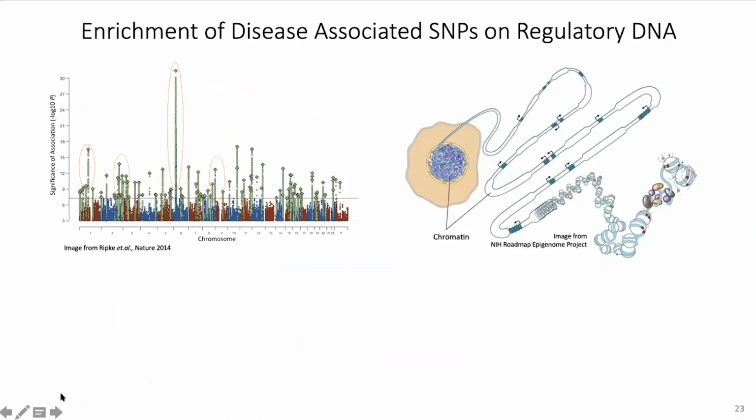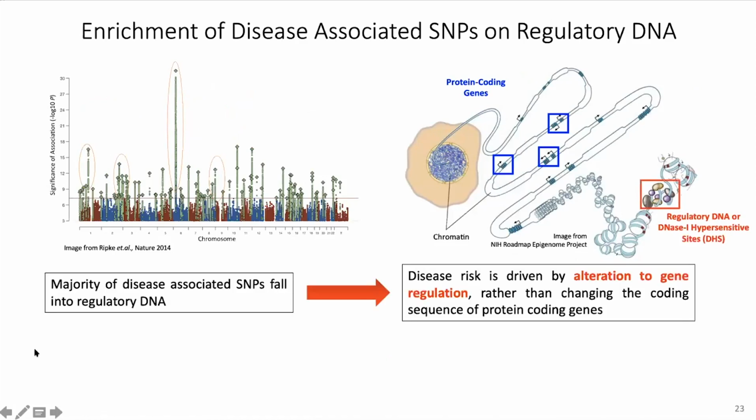Now, if you look at these association loci and ask where these variants are located and what functions they may have, the first guess may be they are located on the gene bodies. However, several pieces of evidence show that many of these SNPs are not located on the protein coding genes, but they are in fact enriched on regulatory DNA marked by DNase I hypersensitive sites, or DHS in short. The fact that the majority of disease-associated SNPs fall into regulatory DNA supports a model where disease risk is driven by alteration to gene regulation rather than changing the coding sequence of the protein coding genes.